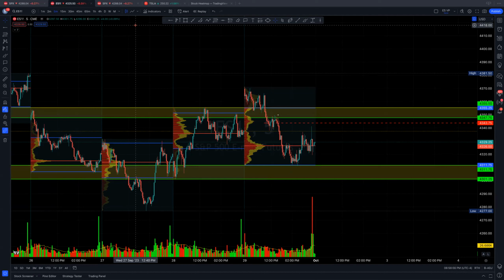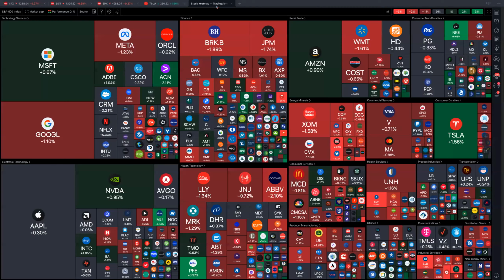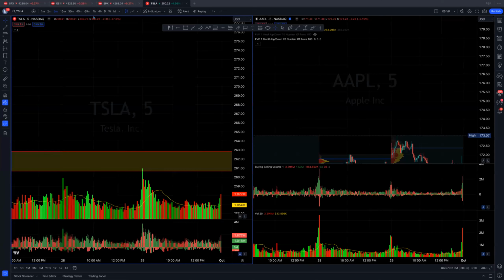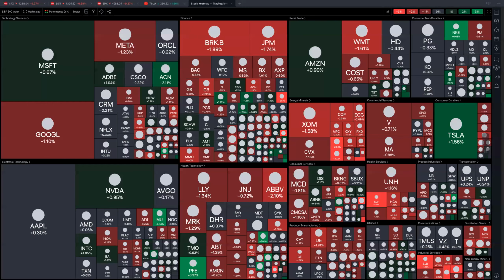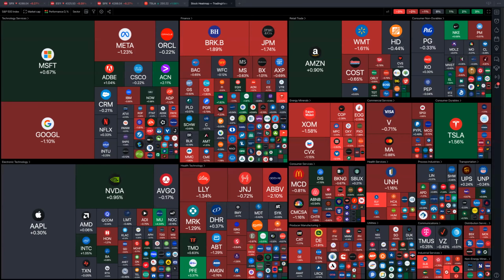Questions, comments, concerns, ideas? The heat map is free on TradingView. So basically what you do is you open a new tab, and TradingView will ask if you want to open a chart, heat map, screener, and so on. You go to heat map and you click on stock. And there you go, there's a heat map.